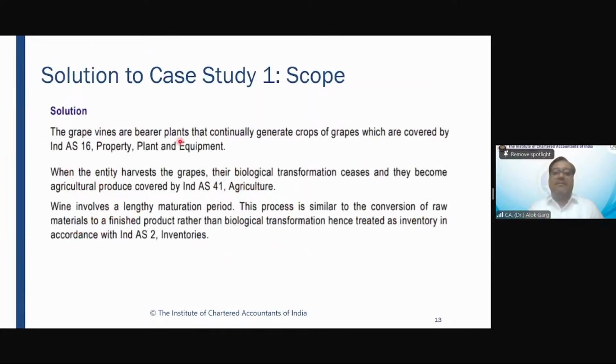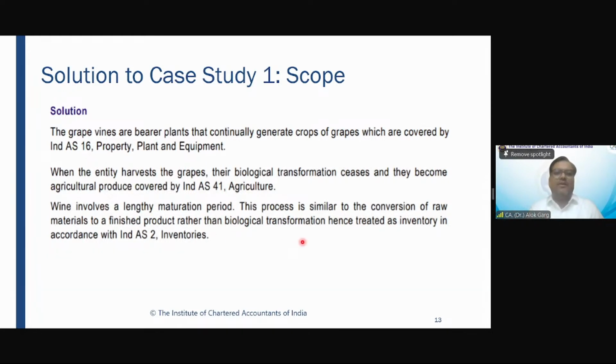So the grapevines are bearer plants that continually generate a crop of grapes, which are covered by Ind AS 16. When the entity harvests the grapes, the biological transformation ceases and they become agricultural produce covered by Ind AS 41. Wine involves a lengthy maturation period. This process is similar to the conversion of raw material to finished goods rather than biological transformation, hence treated as inventory in accordance with Ind AS 2.